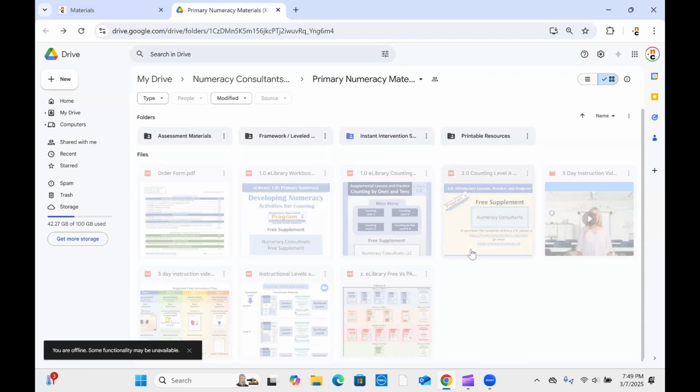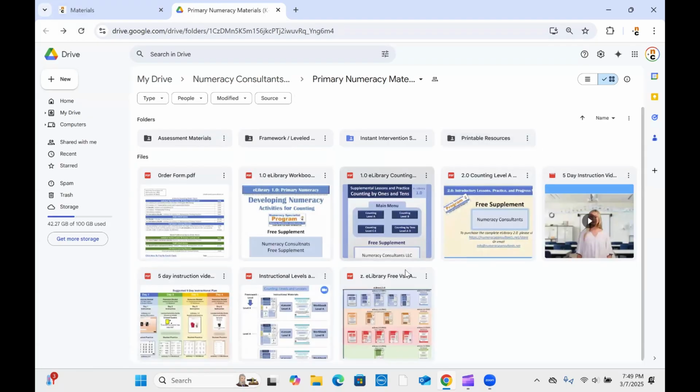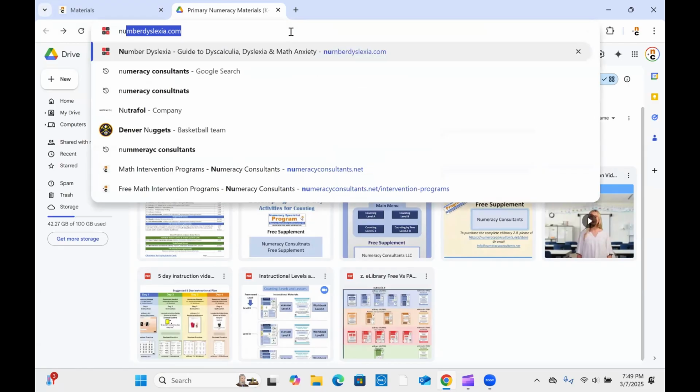And so that is everything that you will need for that. So you have all your materials that are in here. Last thing, I'll just go back to the website.